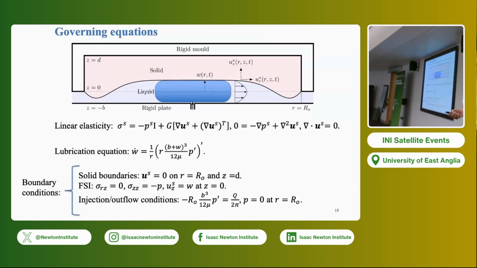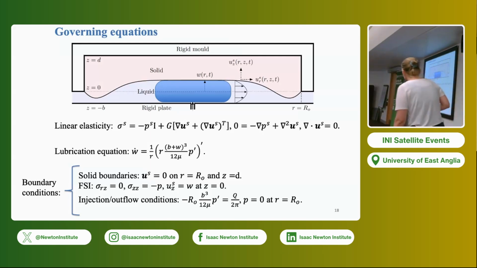Okay, so these are the resulting equations. At the top there, these are just equations of linear elasticity. The first one is just Hooke's law, essentially. We have a stress in the solid, we have pressure in the solid, we have a vector of displacement in the solid, and that's a shear modulus. And then in here, we have lubrication equations. So the W here is the displacement of the surface of the slab. B is the initial gap of the liquid layer. P is the pressure inside the fluid, and mu is the viscosity of the fluid.